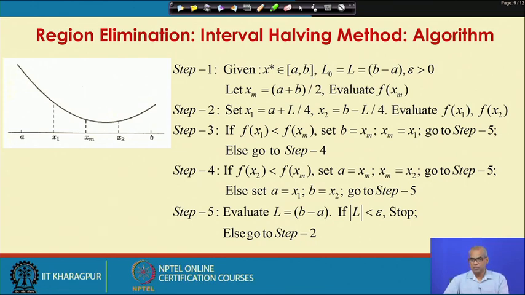So, let us put this in the form of an algorithm. Given the initial interval AB, the initial length of the interval L0 is B minus A. We define a small number epsilon. We are considering this to be positive. So, XM is the midpoint of the interval AB. So, XM can be computed as A plus B by 2. We evaluate the function value at XM.